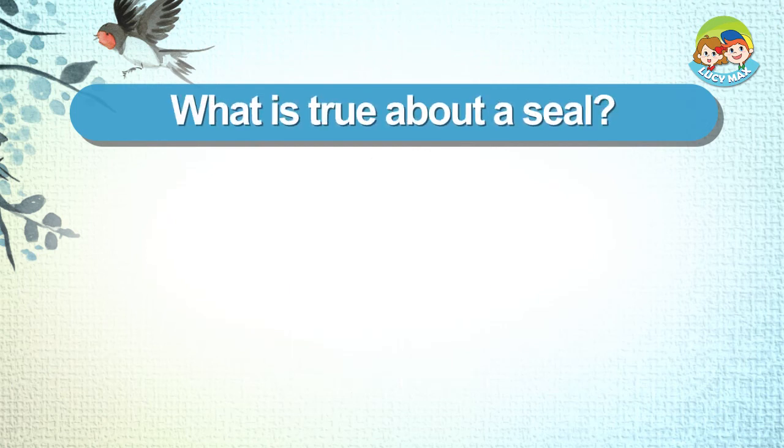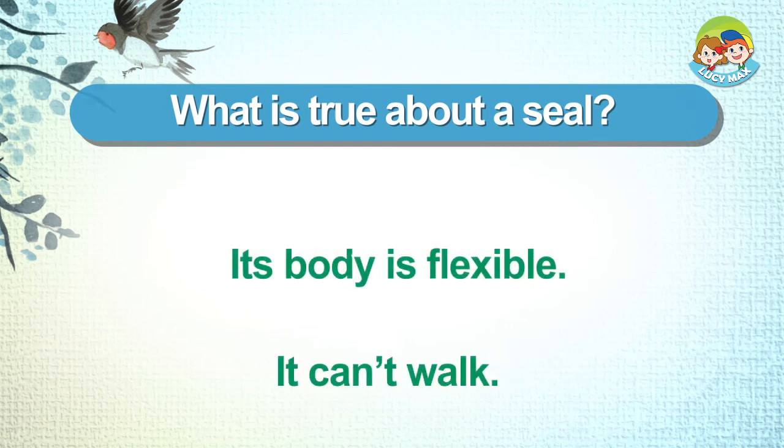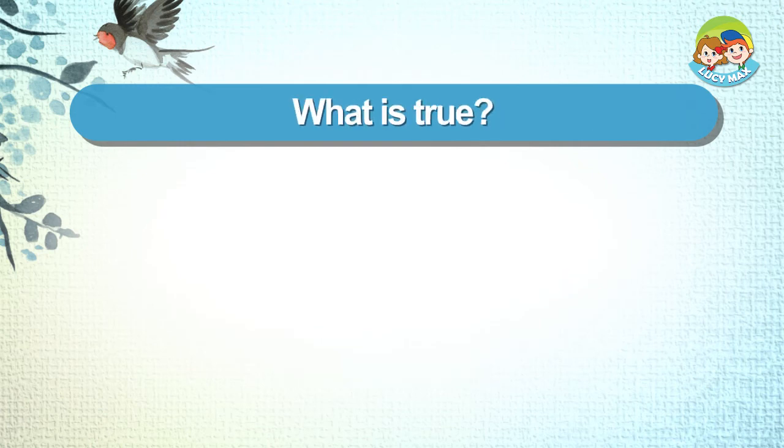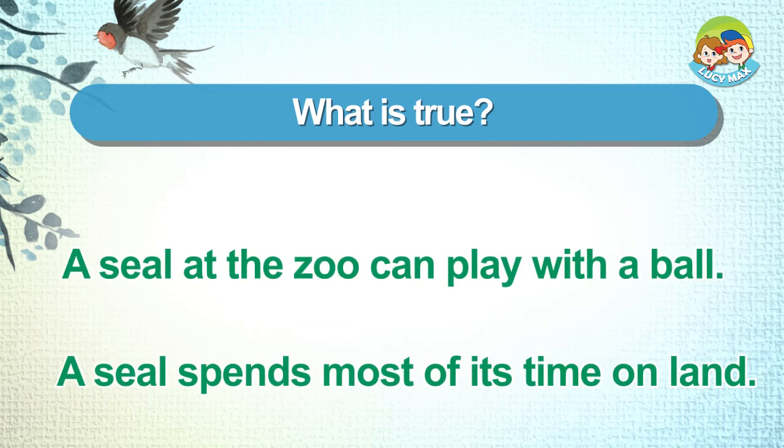What is true about a seal? Its body is flexible. It can't walk. What is true? A seal at the zoo can play with a ball. A seal spends most of its time on land.